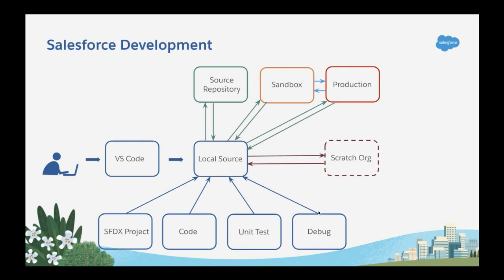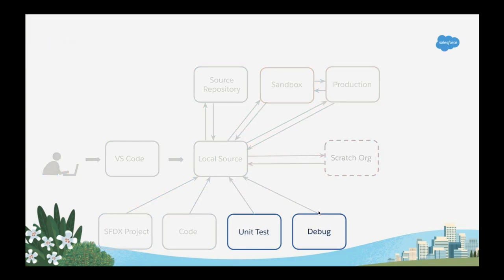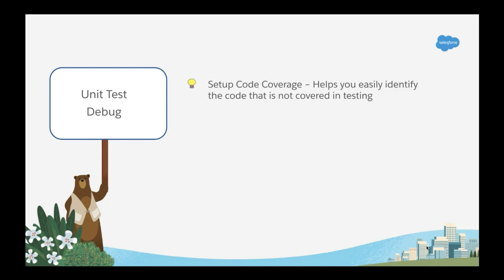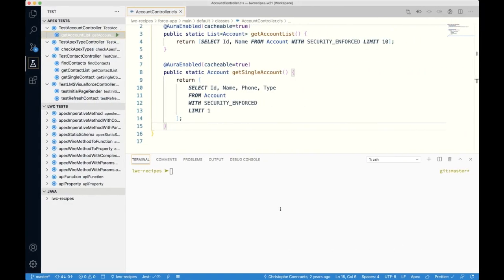So let's see the next set of tips. Now we'll see the tips for unit test and debugging. One of my favorite tips is code coverage. The reason being, we all know that Apex needs 75% of code coverage. How do we know for which classes the test classes have been implemented? To see that, we can set up the code coverage, and it will be very helpful to understand that.